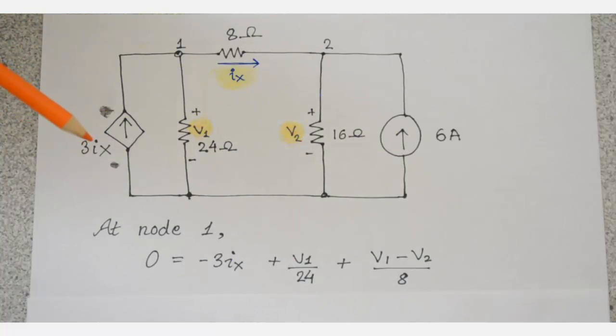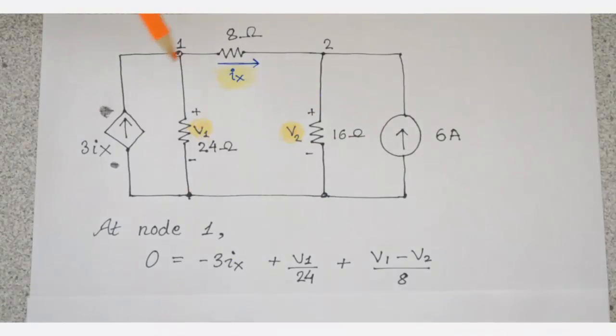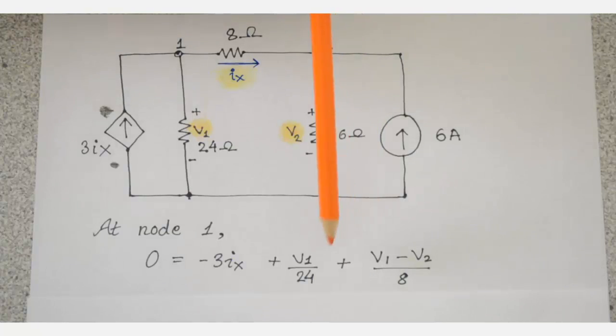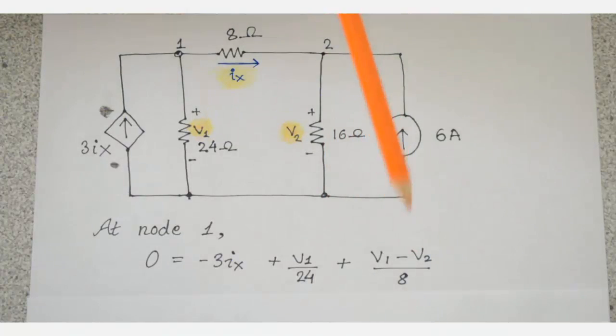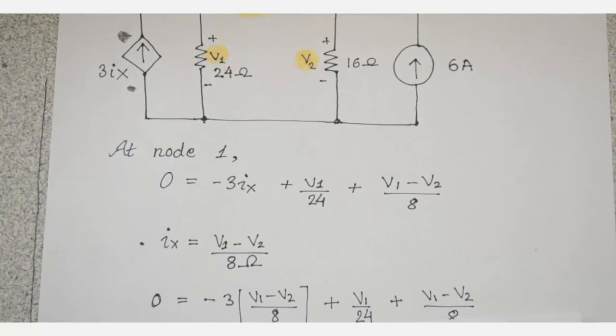As I told you earlier, whenever a current is going in, we take it as minus. So 0 equals minus 3ix plus v1 by 24, assuming it's going down. And the third current is just v1 minus v2 by 8 ohms, which is just ix. So ix equals v1 minus v2 by 8.